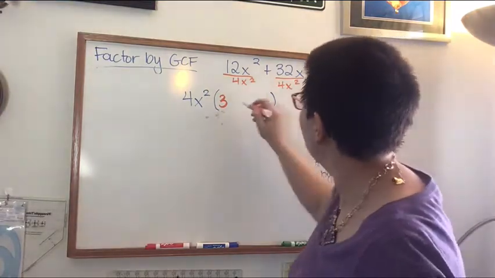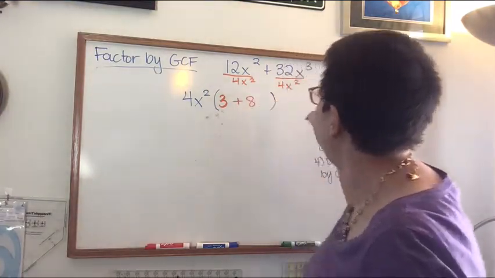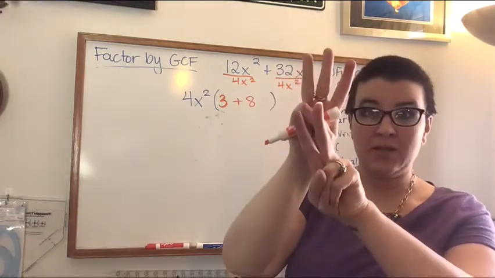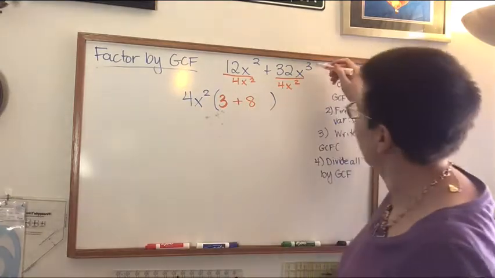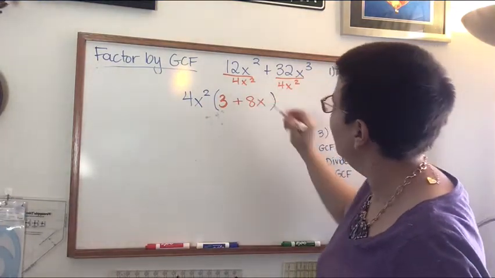All right, 32 divided by 4 is 8. And then if I have x to the third on top and x squared on the bottom, I get canceling and I'm left with just that one x, because I had 3 and I took 2 out. So I get 3 plus 8x.